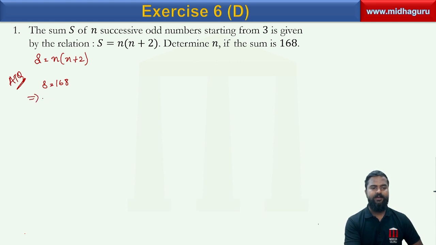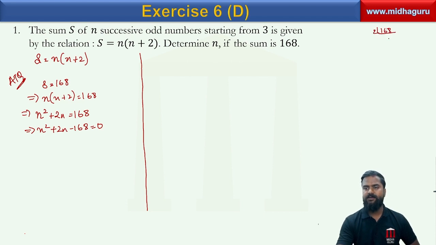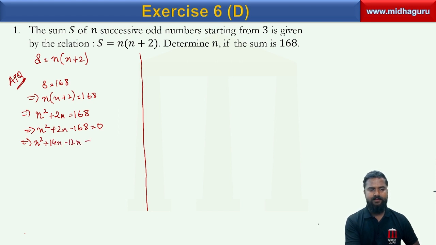So, what we'll do is, instead of S, we'll write n into n plus 2 is equal to 168. So, n squared plus 2n is equal to 168, and n squared plus 2n minus 168 is equal to 0. So now we have to split plus 2n such that the product is equal to minus 168 and the sum is equal to plus 2. Let's factorize 168. n squared plus 14n minus 12n minus 168 is equal to 0. Since plus 14 minus 12 gives us plus 2, and multiplying both of them, we get minus 168.